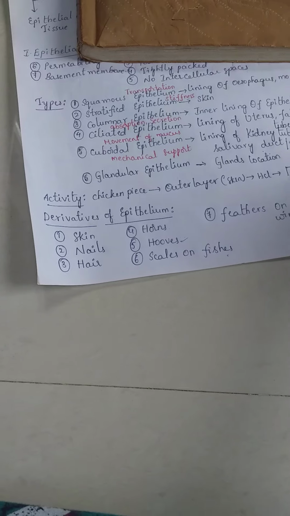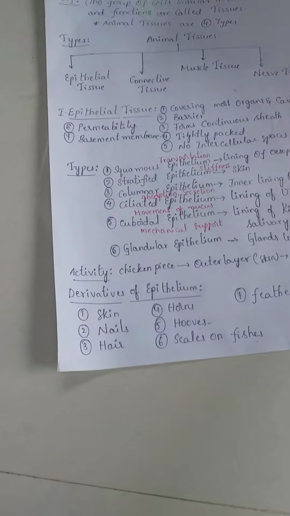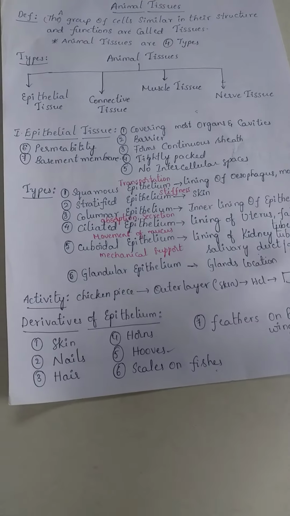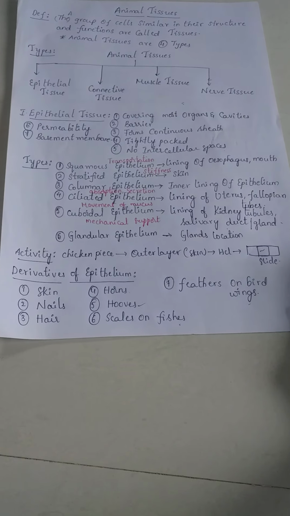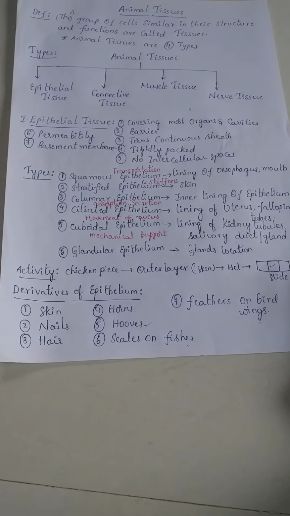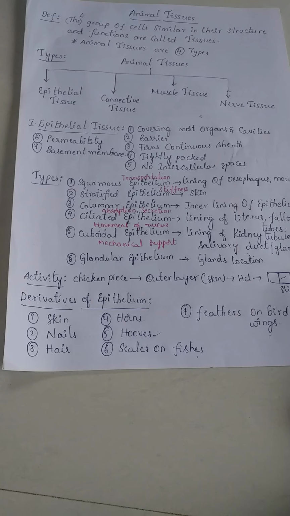So children, up to here I am stopping. This is all about epithelial tissues only. In the next class we'll go for connective tissues. So up to then you prepare well and stay home.